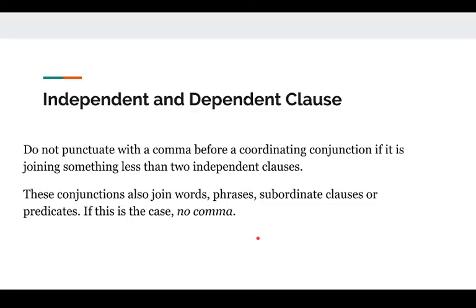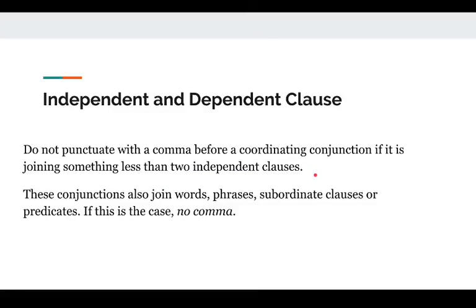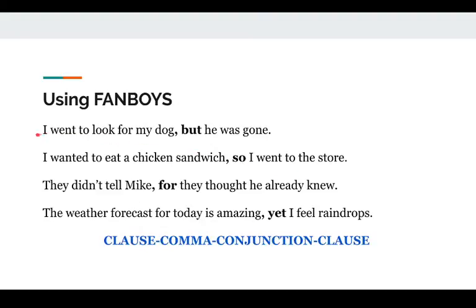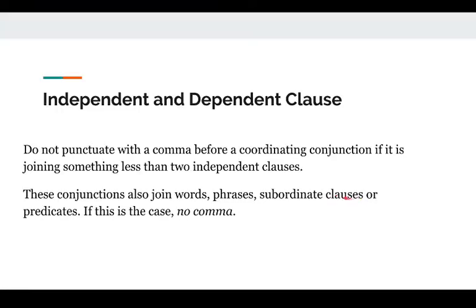So next, you do not punctuate with a comma before a coordinating conjunction if it is joining something less than 2 independent clauses. So the previous sentences that we just looked at, all of those 4 sentences with the chicken sandwich and the dog, those were all 2 independent clauses. That's why I was emphasizing this clause, comma, conjunction, clause. These 2 clauses here are both independent. So this is going to be focusing on independent and dependent.